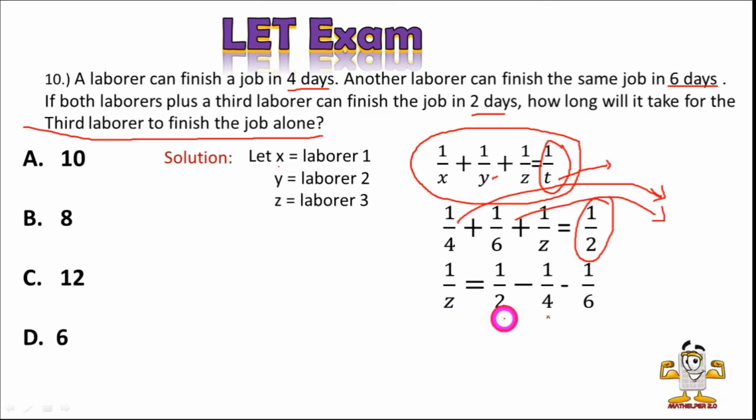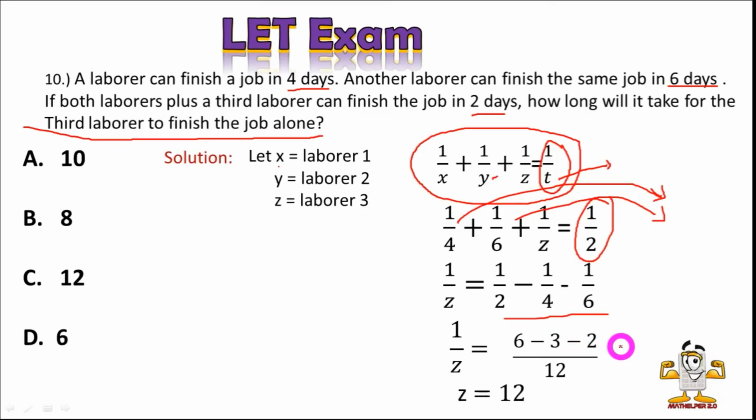So LCD is 12. So 12 divided by 2 is 6. 6 times 1 is 6. 12 divided by 4 is 3. 3 times 1 is 3. 12 divided by 6 is 2. 2 times 1 is 2. So 6 minus 3 is 3. Minus 2 is 1. 1/12. So laborer 3 can finish the job in 12 days.